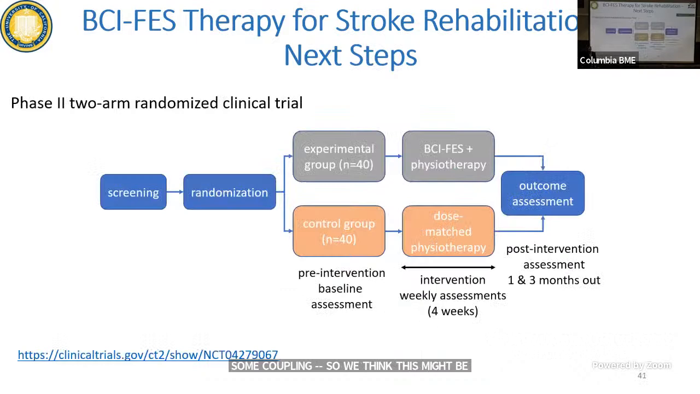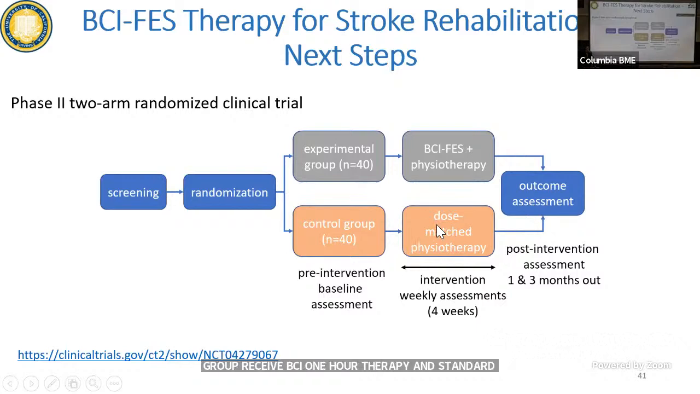And so we were fortunate enough to actually have now a phase 2, two-arm randomized clinical trial, again started during COVID. So we are surviving and managing to recruit. Subjects are screened and randomized to either the experimental group or the control group. Of course, we do baseline measurement and assessment. Those in the experimental group will receive 1 hour of BCI FES therapy, followed by 1 hour of standard of care, which is physiotherapy. Those in the control group will just receive 2 hours of physiotherapy.